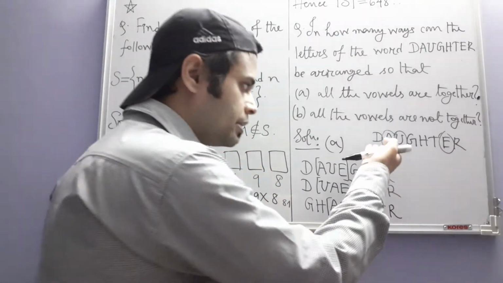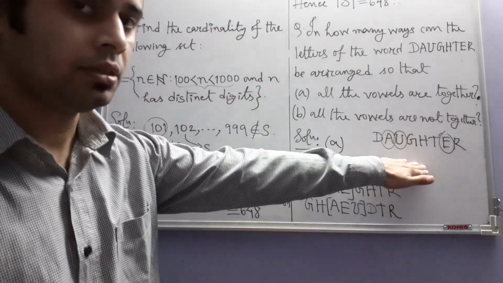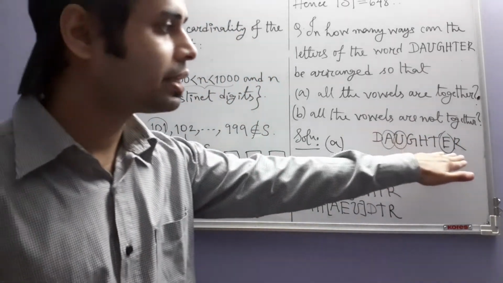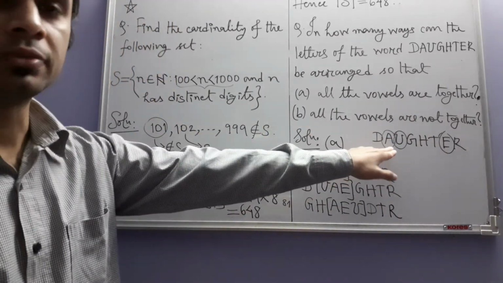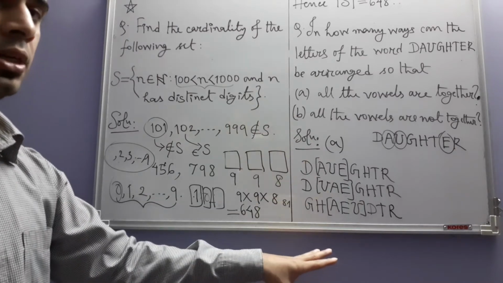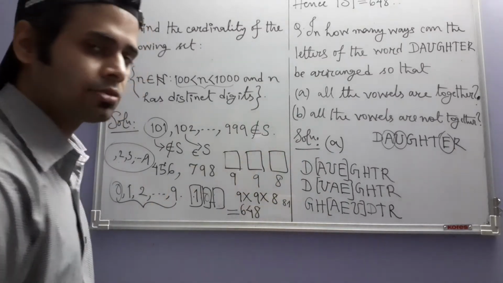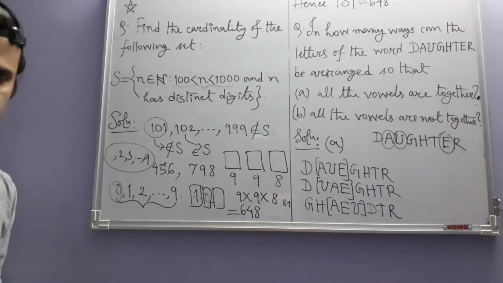However, this word itself is not an arrangement that we need. Here all the vowels are not together, only two of them are together. All of them must be together. Those are the arrangements that we need. But how are we going to use the counting principle? That we have to understand.